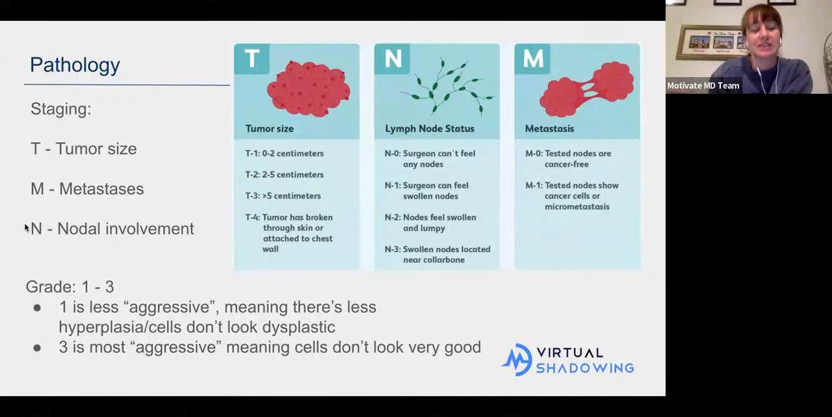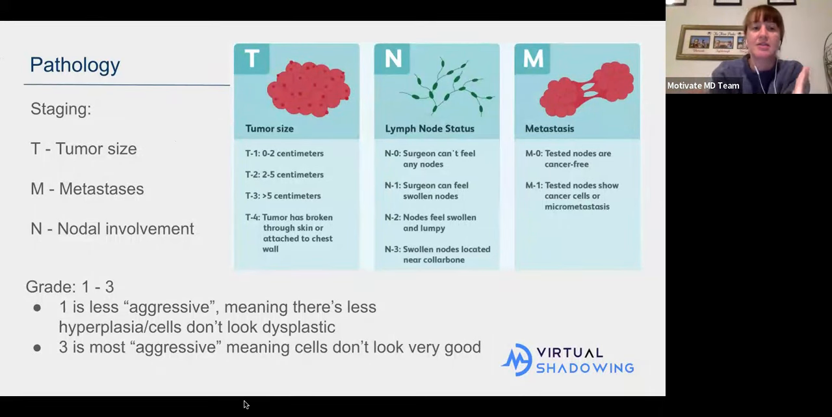Okay, and so like I said, these are the three things that we're thinking about when we initially start doing staging. How big is the tumor? What do their lymph nodes look like? And do they have any mets anywhere? Also, something that we talk about or think about is grade.